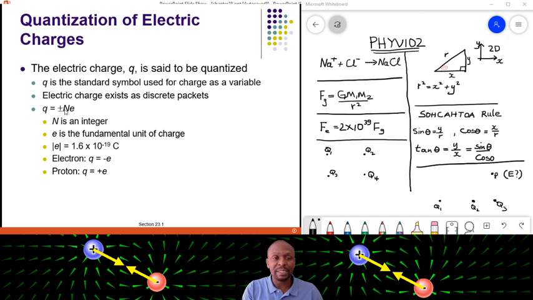is equal to plus or minus NE. And then this N refers to an integer. You cannot have a fraction or a half charge. It is always an integer. Now, E is a fundamental unit of charge, and the magnitude of E is given by 1.6 times 10 to the power minus 19 coulombs. Now, when Q is an electron, therefore it's minus E, but when Q is a proton, it's positive E.